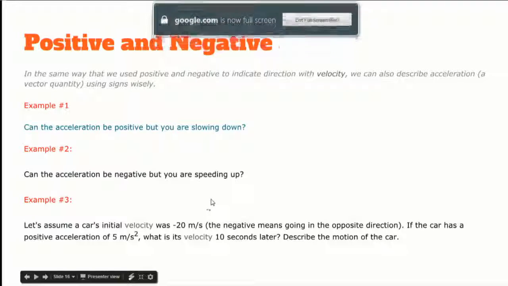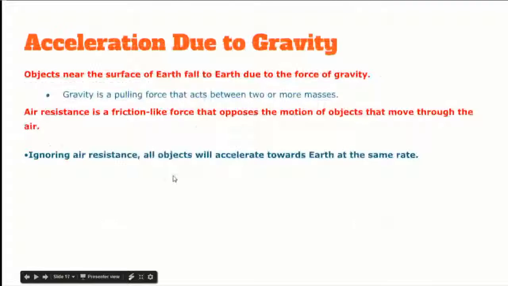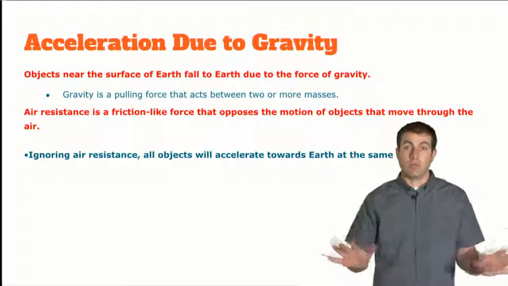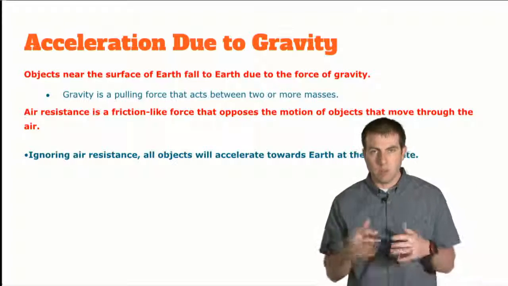All right, so that was this example 3. The next one jumps into acceleration due to gravity, and we talked about this at the very beginning of class. We said gravity's force is pulling between two or more masses. We talked about air resistance as something we just ignore for physics in grade 10 and 11 and 12. Just ignore.